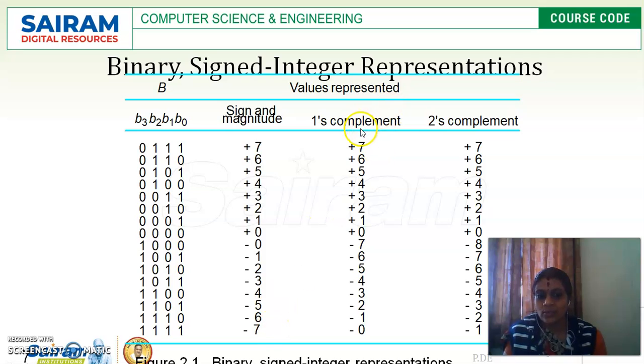And here in one's complement we have the plus 0 as well as the minus 0. Okay, because of this reason only we are going for the 2's complement representation. If you see the 2's complement, plus 0 to plus 7 we are having all the number scheme, and minus 8 to minus 1 all the negative numbers we are having, right? So this is the standard representation for all the arithmetic operations, right?